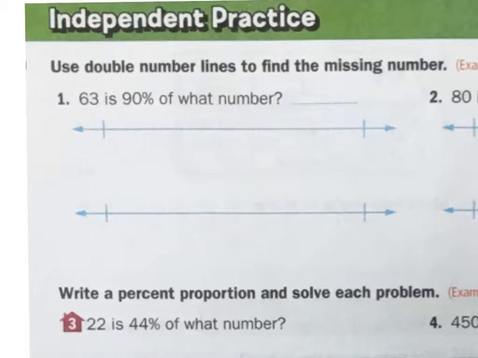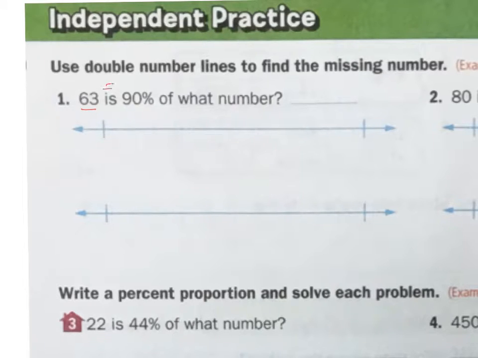Two of them give me a chart. A couple of them we can do by proportion. And then 5 and 6, a couple of story problems. We'll probably do those by proportion also. Okay? So let's do the first one.